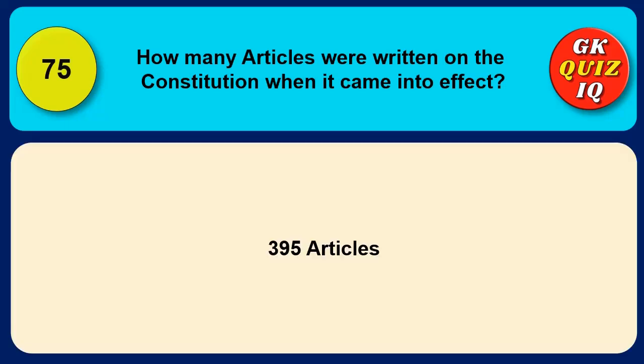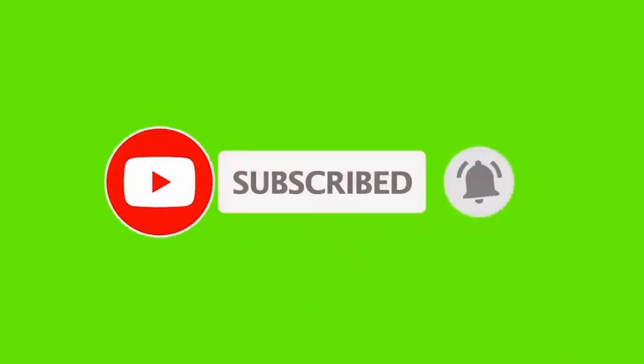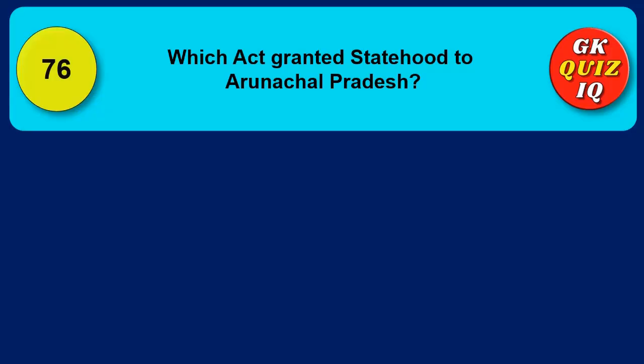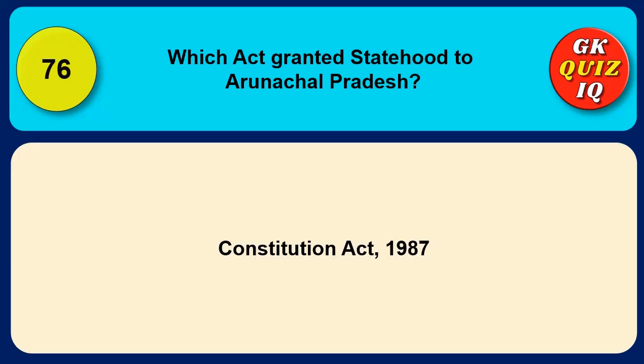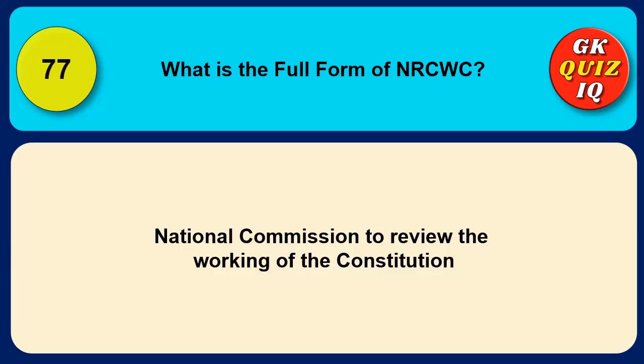How many articles were written on the Constitution when it came into effect? 395 articles. Which act granted statehood to Arunachal Pradesh? Constitution Act 1987. What is the full form of NRCWC? National Commission to Review the Working of the Constitution.